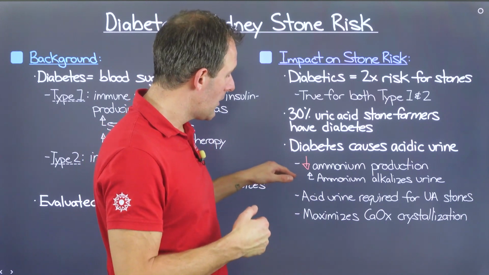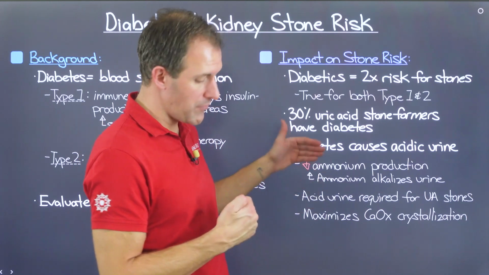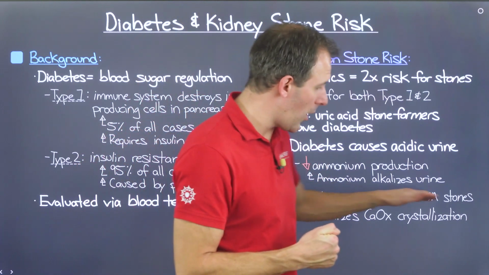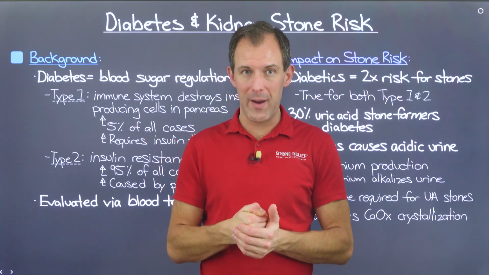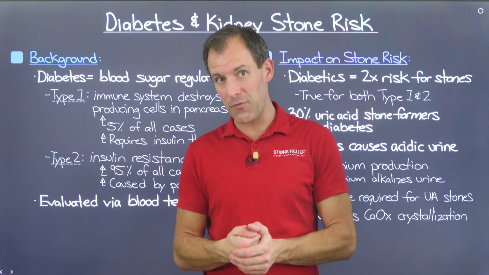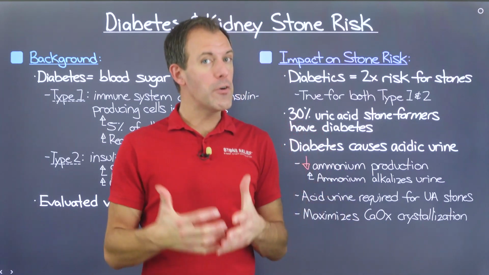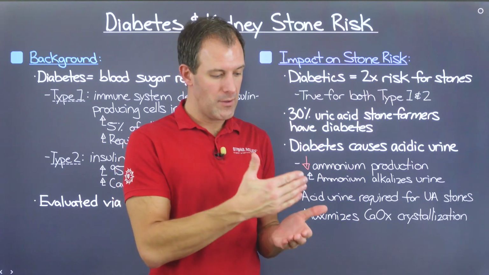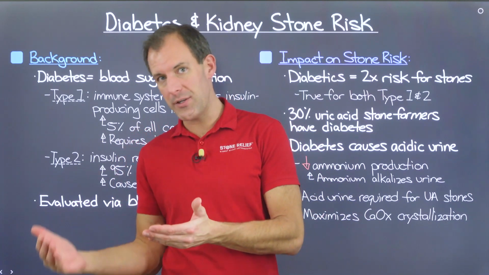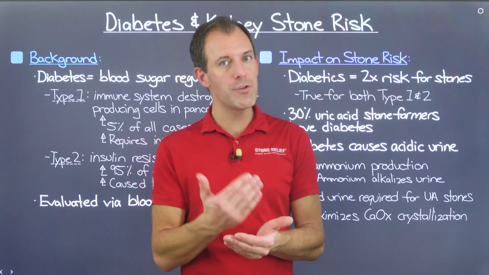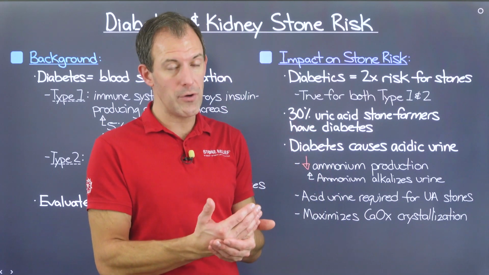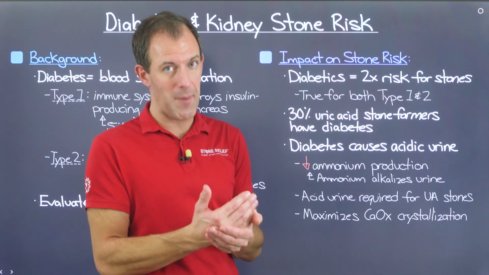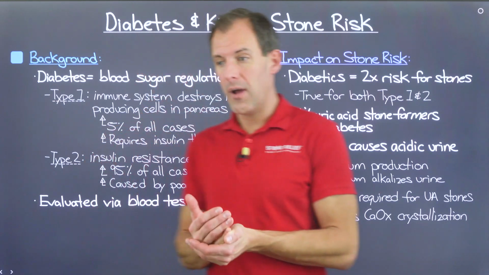So, acidic urine, as we've talked about in previous videos, is required for uric acid kidney stone formation, and it also maximizes calcium oxalate stone formation too. So, figuring out your urine pH as it relates to your diabetes is going to be a huge lever that you can pull on if you're trying to prevent recurrent, not only uric acid kidney stones, but also calcium oxalate kidney stones.